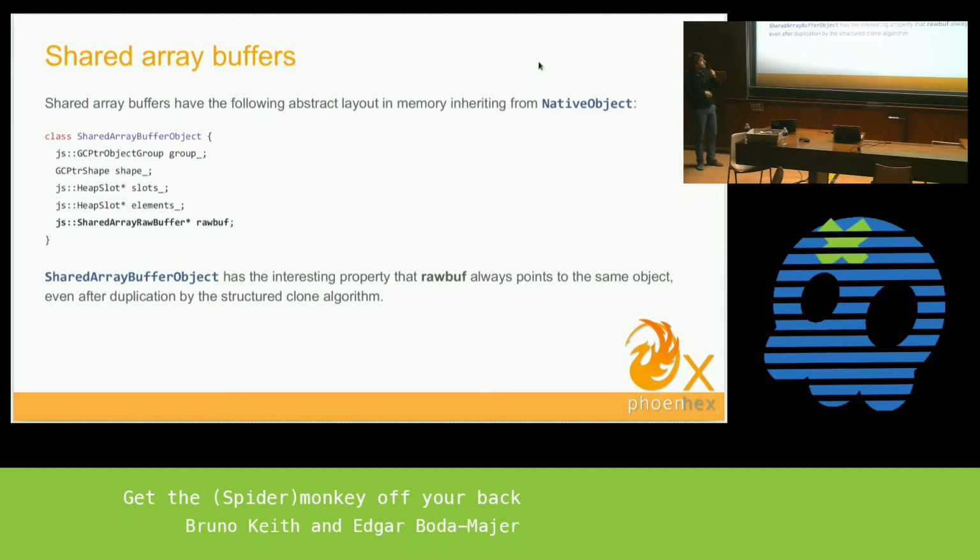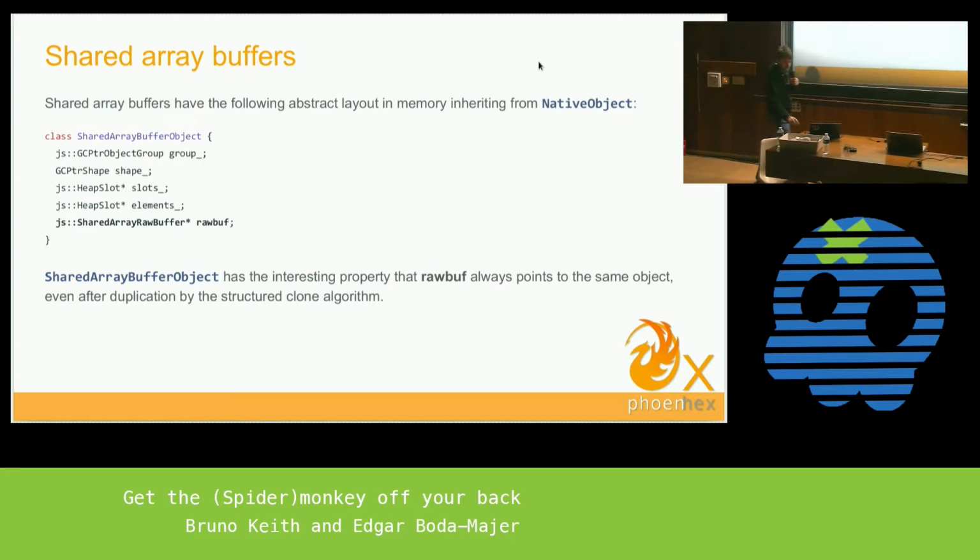But if you look at shared array buffers, they look like this in memory. They have the four members that we have already seen in the introduction, and they have this shared array raw buffer pointer. And when you send a shared array buffer object via postMessage, the structured clone algorithm will actually not clone this shared array raw buffer. So the new instance of the shared array buffer will still point to the same raw buffer, so to the same raw memory.